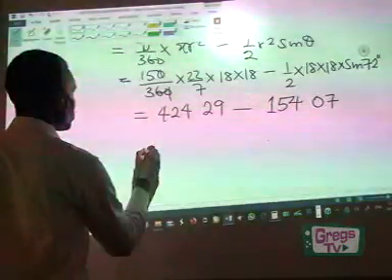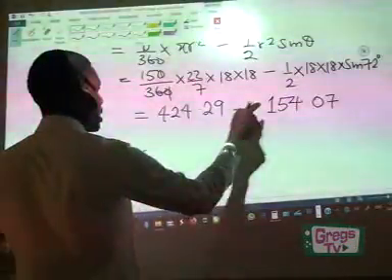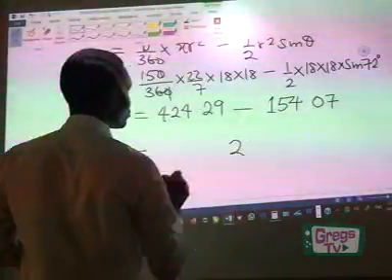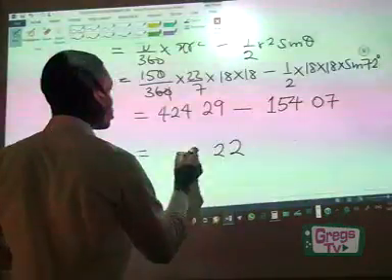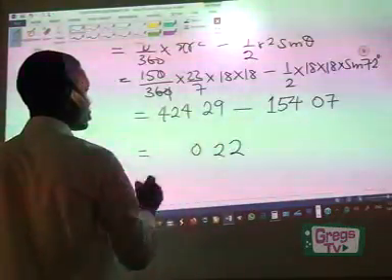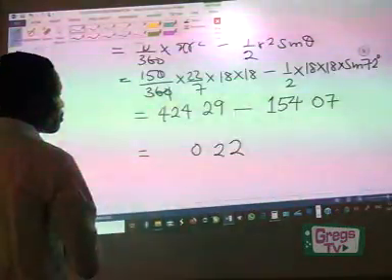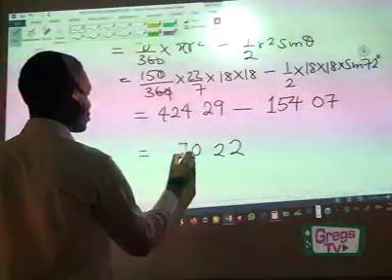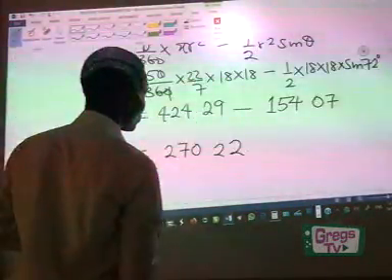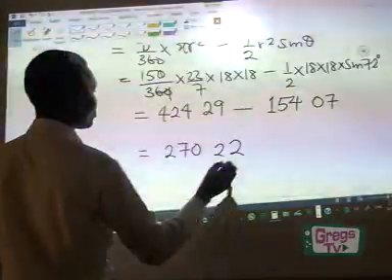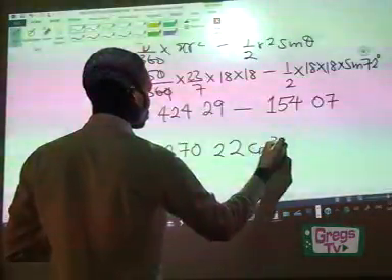So you want to deduct. 9 minus 7 gives 2. 2 minus 0 gives 2. 4 minus 4, 0. 2 minus 5, you should get 7. And 3 minus 1, you should get 2. So that will be 270.22 centimeters squared.